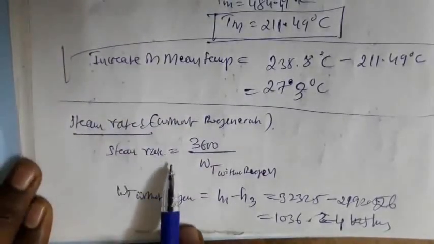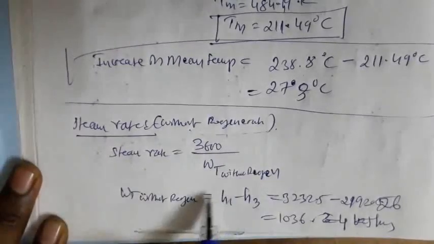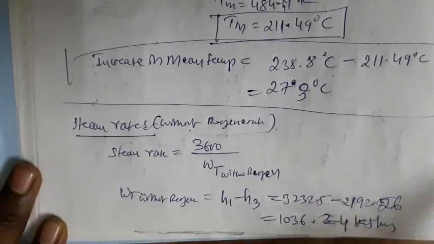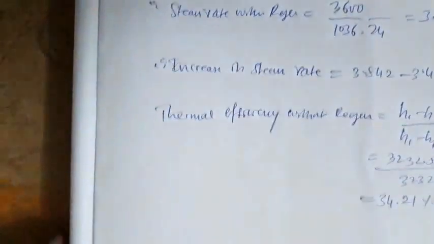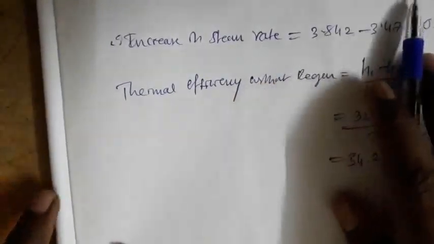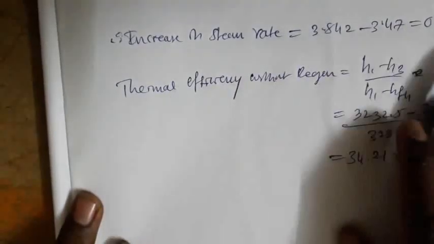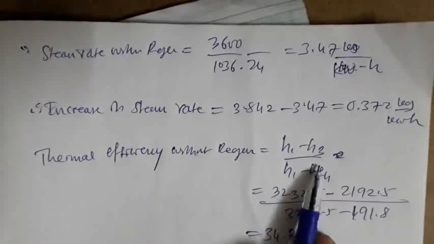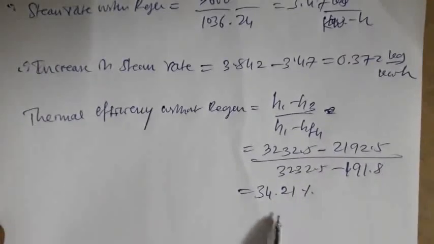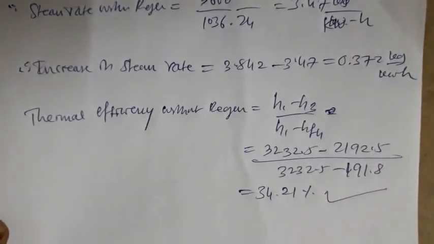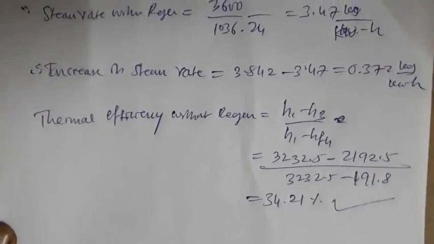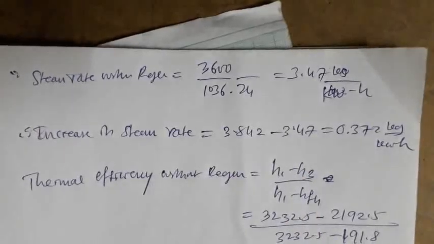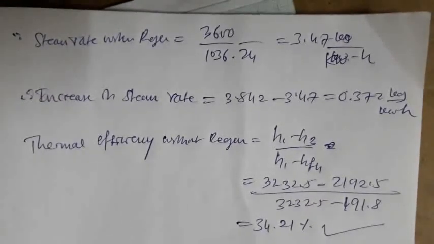This is the steam rate without regeneration. H1 minus H3 gives WT, which we calculate. Then we calculate the increase in the steam rate due to regeneration. Then again the thermal efficiency gets modified according to the new cycle. So this is the new thermal efficiency. Just pause this video and please go through the steps. Thank you.